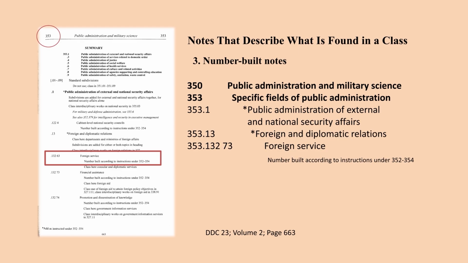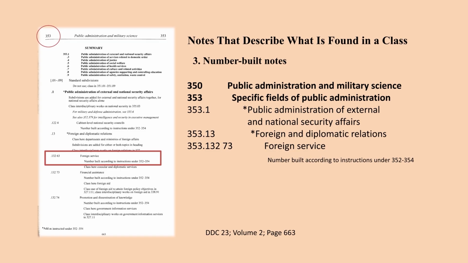But unfortunately, in the Foreign Service, that is recorded under 353.13273, such an asterisk is absent. But on the contrary, there is a note. The note says number built according to the instruction under 352 to 354. So, without using the add notation that has been marked with the asterisks, we can use the extended subdivision of 352 to 354 for the class Foreign Service.